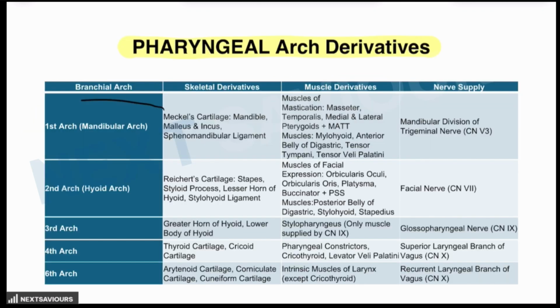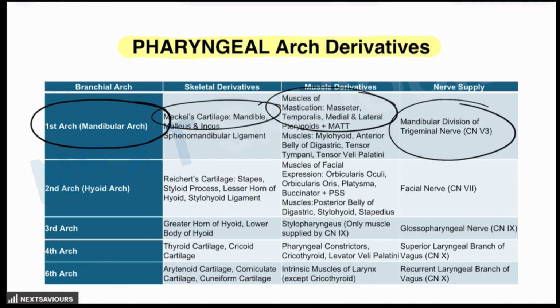It is the first branchial arch, which is also known by the name of mandibular arch, which leads to the development of the maxilla, mandible, and zygomatic bone. It leads to the development of Meckel's cartilage, and the muscles of mastication, like masseter, temporalis, and pterygoids, along with the nerve, which is the mandibular branch of the trigeminal nerve.